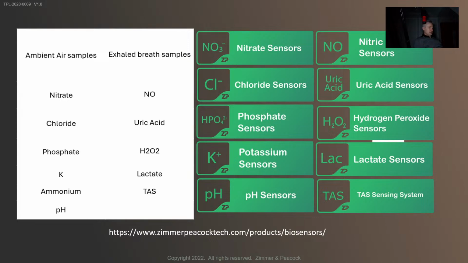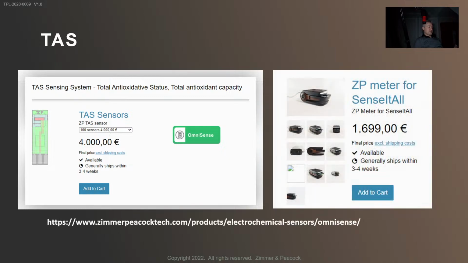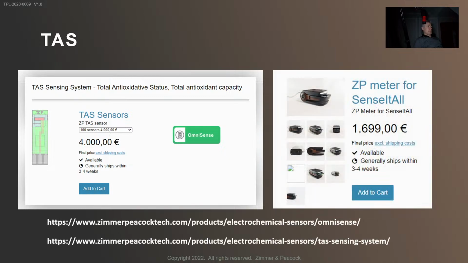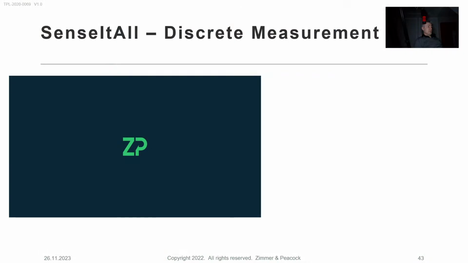I would just say condense your vision, let's say. So we have the TAS sensor and the TAS meter. I'll put a link there, and we also have the nitrate starter kit as well.